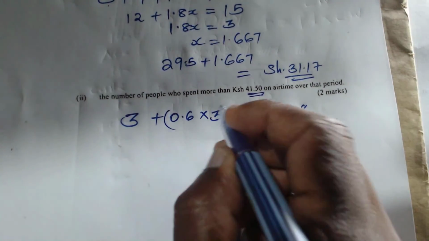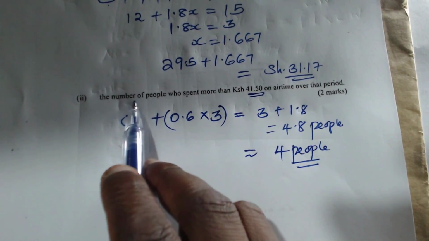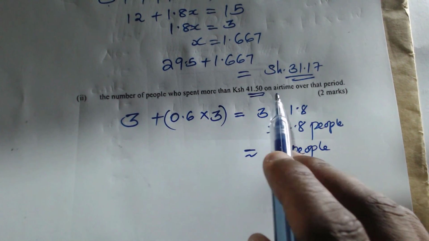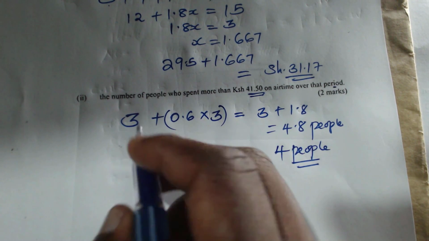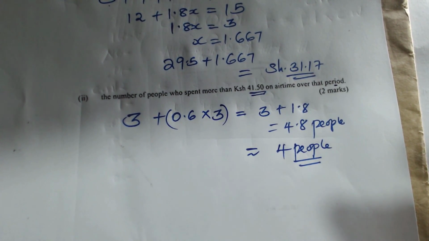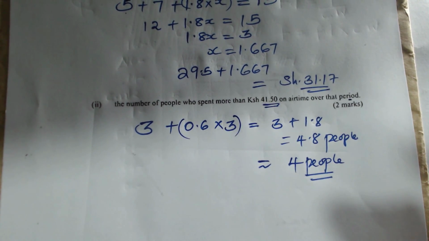So this is how we get the number of people who spent more than 41.5 on airtime over that period, by just using the frequency, which represents the number of people. That is how you're supposed to solve that question. Thank you.